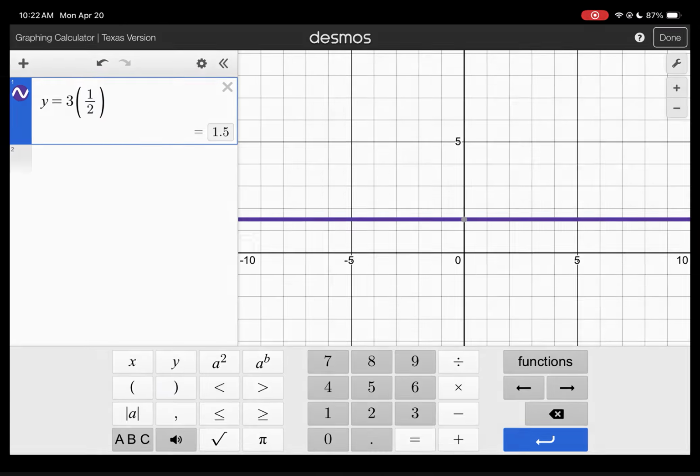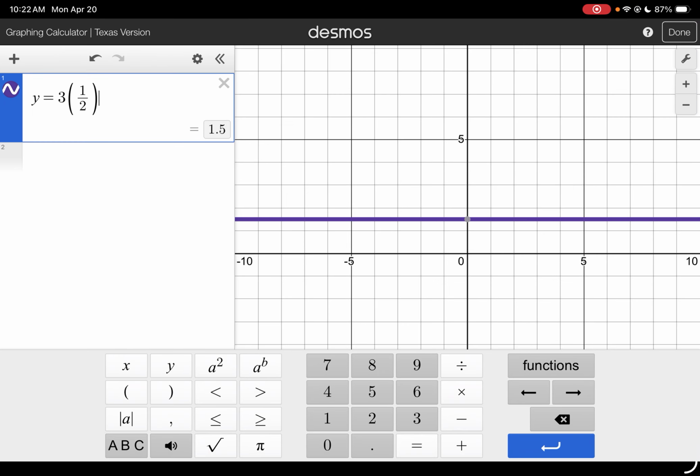Can I get the assistive touch? Oh, it's not letting me. Okay, I'm trying to figure out how to show this to you, but it is the fourth key right here on the screen.